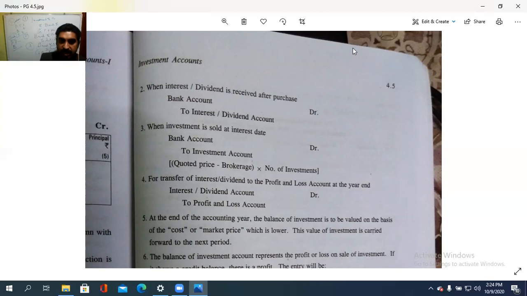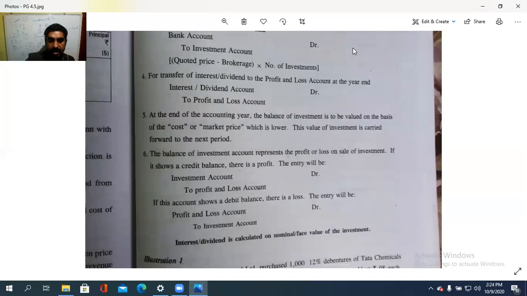Then for the transfer of interest or dividend to the P&L account, ഇനി രണ്ടാമത്തെ എൻട്രി എന്തായിരുന്നു? നമുക്ക് ഇൻട്രസ്റ്റ് അല്ലെ ഡിവിഡൻഡ് കിട്ടുമ്പോൾ ഇനി ആ കിട്ടിയ ഇൻട്രസ്റ്റിനെ P&L ട്രാൻസ്ഫർ ചെയ്യുമ്പോഴോ ഫോർത്ത് എൻട്രി interest or dividend debtor to P&L account. That is the entry, interest or dividend account debtor to P&L account. That is for transfer of interest or dividend to the profit and loss account.